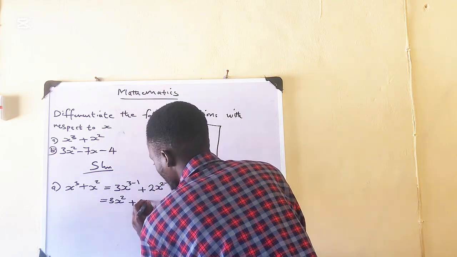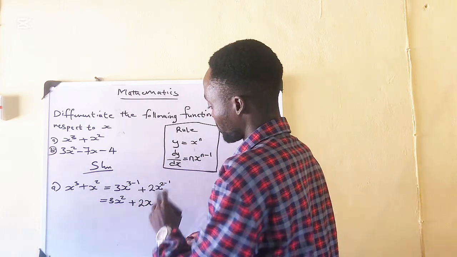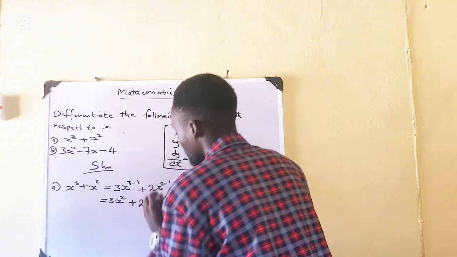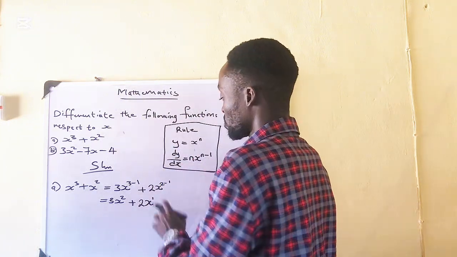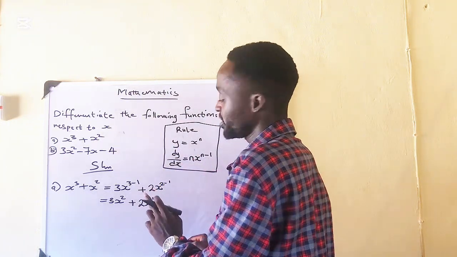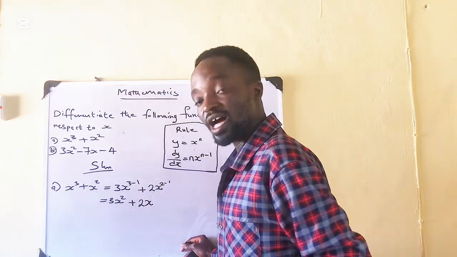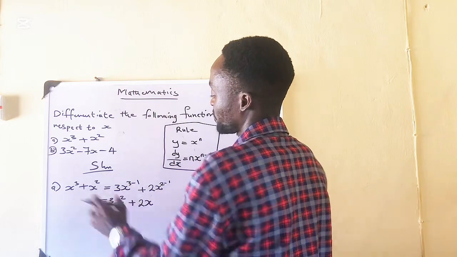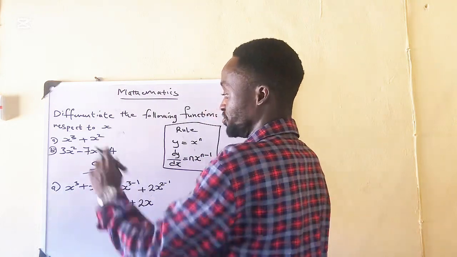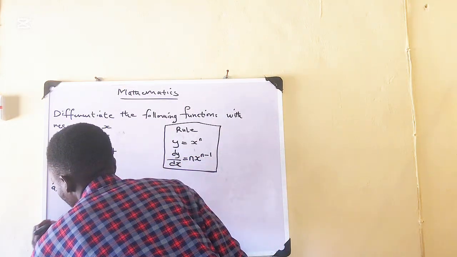then x. By the time we subtract, 2 minus 1 is also 1, so we just have the power of 1. Because this is raised to the power of 1, we don't need to write the 1. We can just leave it like this, okay? And so this is the final answer if you differentiate this function. Is that clear? Now let's do the second one so that you also see how it can be done.